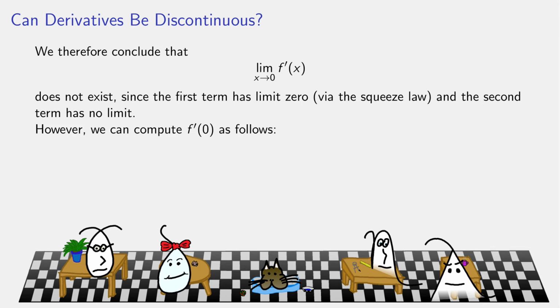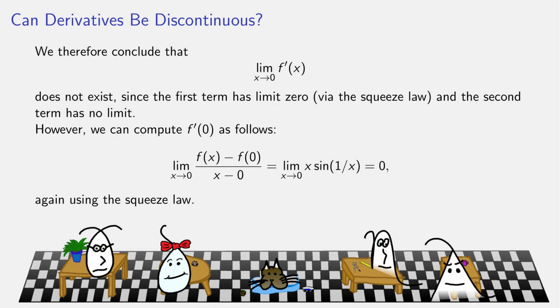So if f prime of 0 exists, f prime can't be continuous at 0, because this limit doesn't even exist, so it doesn't equal f prime of 0. So all we have to do is show f prime of 0 exists, and we'll have found something that has a derivative, but the derivative is not a continuous function.